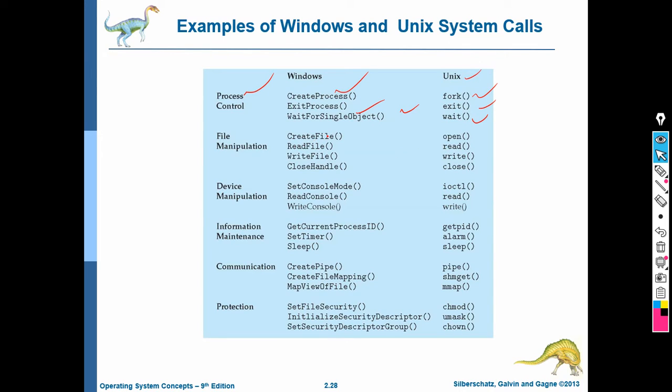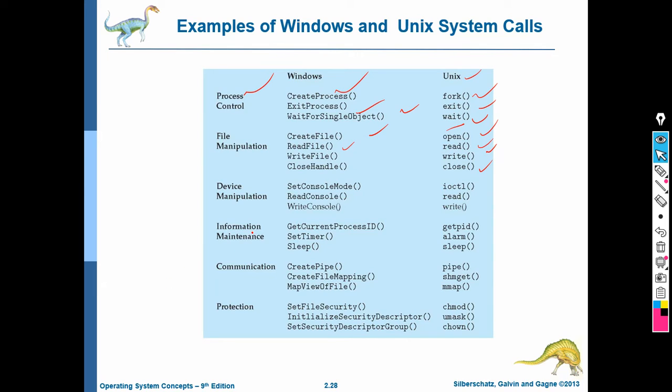The wait is used to make the other process wait, because generally the main process is where the execution terminates. So before it terminates, all other child processes have to be terminated. So we generally call this wait system call in main, for all such child processes to be executed. As part of file manipulation, under Windows we have create file, in Unix we have open. In Windows we have read file, similarly in Unix we have read. We have write, and close handle, close.